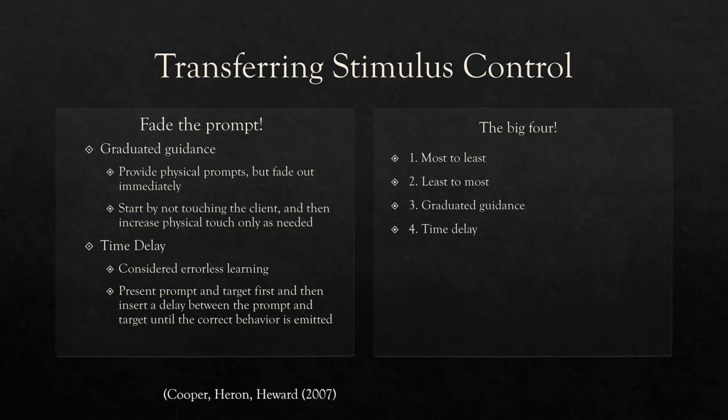And then time delay, it's considered errorless learning because with time delay, you first present the prompt and target first. So errorless learning, right? Here's your target, here's your prompt. I'm not going to allow you to get it wrong. Slowly, I introduce a time delay between the SD and the prompt, right? So in the beginning, I might say touch blue, and then immediately I gesture to blue. Okay. And then next, I'm going to say touch blue, wait 3 seconds, and then gesture. The idea is we're trying to increase the time in between prompts until the client can just do it independently.